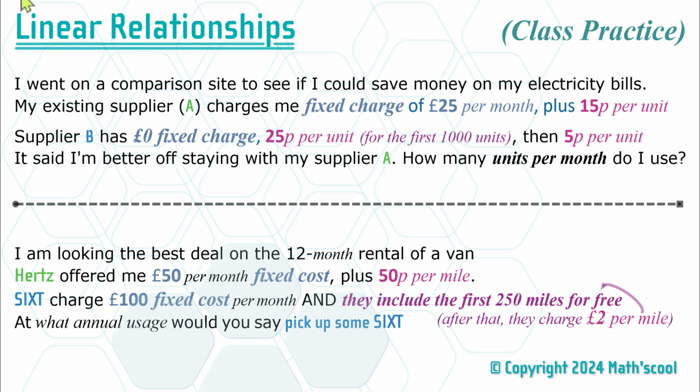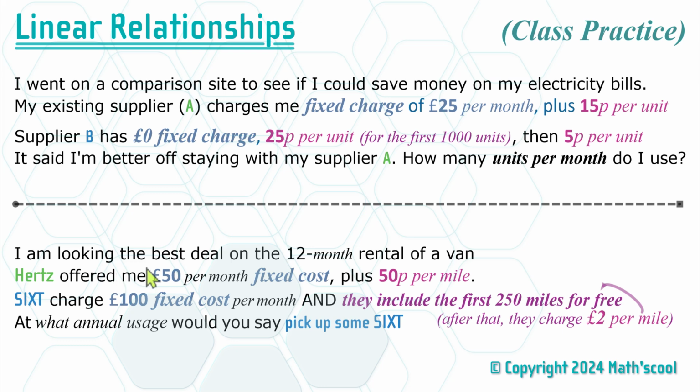So I went on a comparison site to see if I could save money on my electricity bill. That's very much like the one that we did a second ago. And it's got that same complicated thing where zero fixed charge, 25p per unit for the first 1,000 units, and then 5p per unit after that. So the line is going to change equations after 1,000 units.